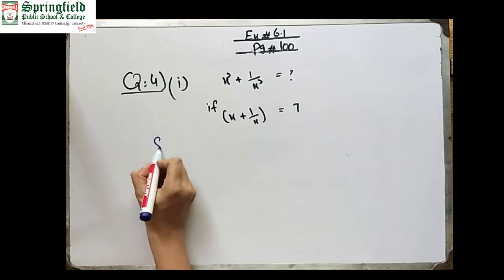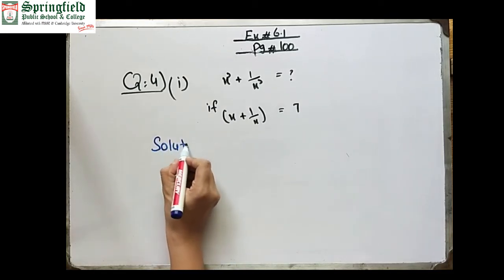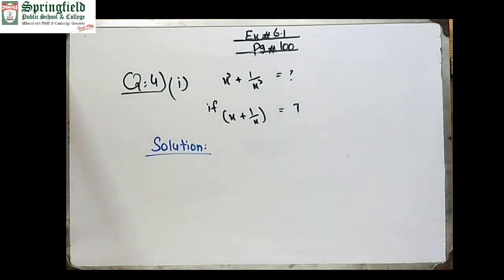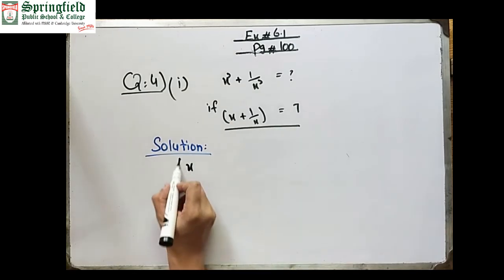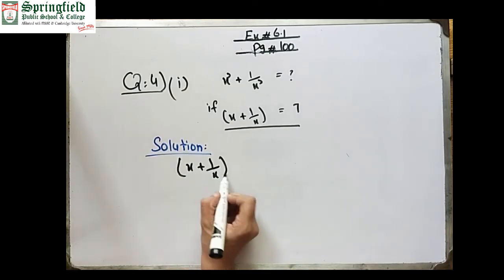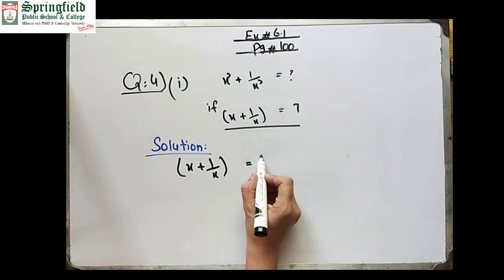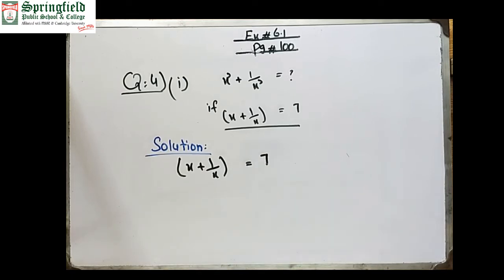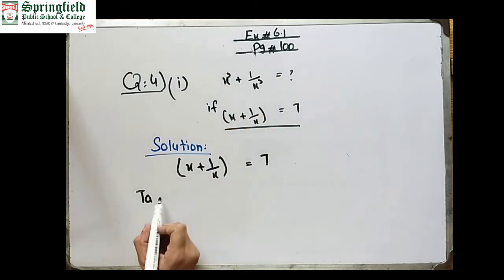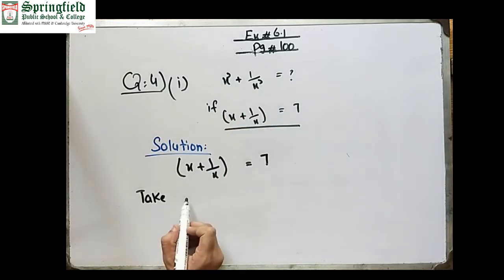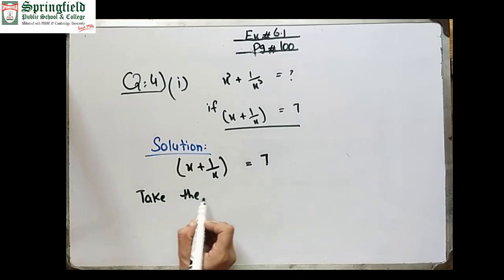Okay beta, solution. As the value of x plus 1 by x is equal to 7, first we will write that x plus 1 by x is equal to 7. Now take the square on both sides, because they are asking about x square plus 1 by x square. It means we will take the square on both sides.